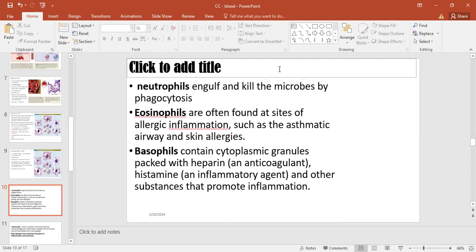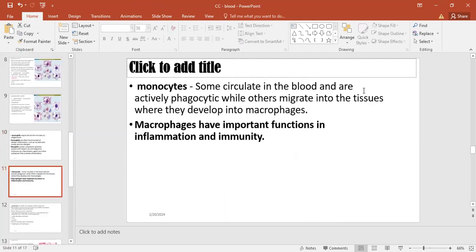And then we have basophils. The basophils contain cytoplasmic granules, and these contain things like heparin, which is an anticoagulant, and histamine, which is an inflammatory product. So all these fight against infection. Then we have the agranulocytes now.